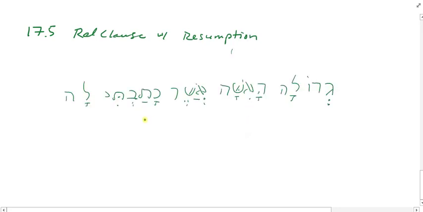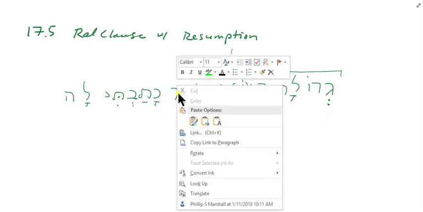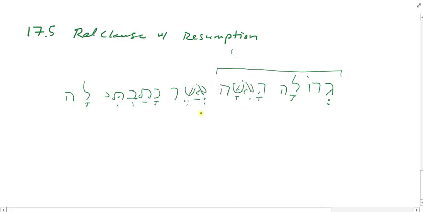Take a look at this example. We have gedolah ha'ishah, which is itself our main clause. Great is the woman, or the woman is great. Okay? Then I have an asher clause here that is modifying ha'ishah. What is it about the woman that I'm asserting is great? The woman, asher katavti lah. There's a little dot there. The woman that I wrote to her is great.